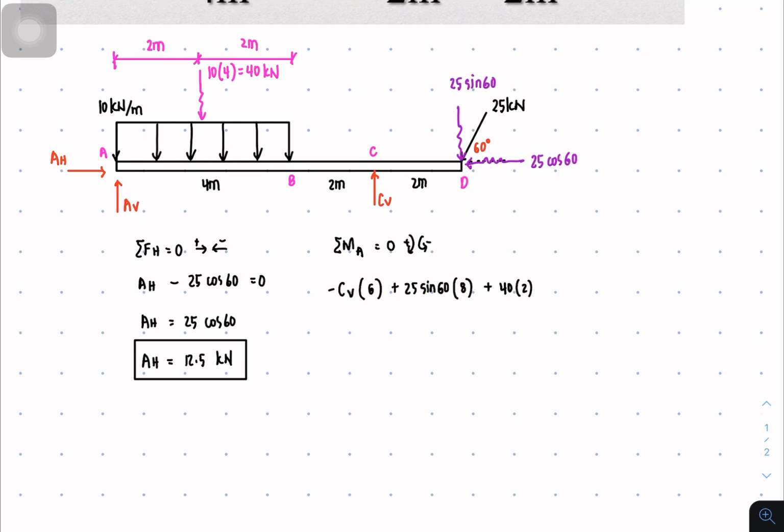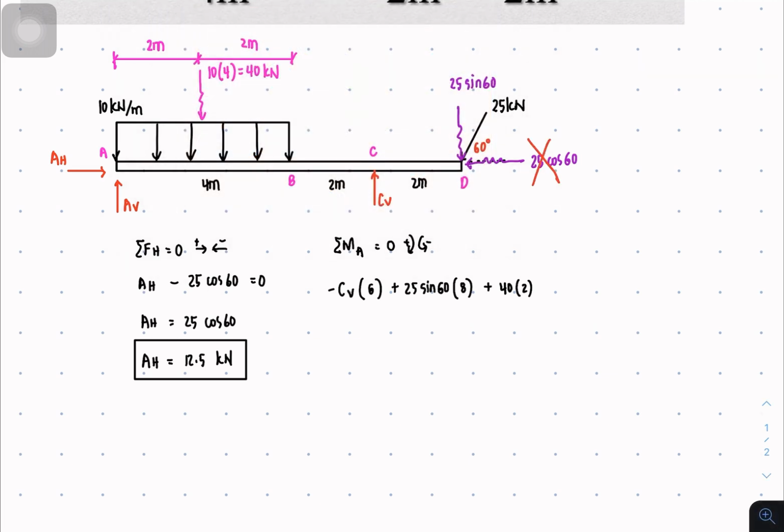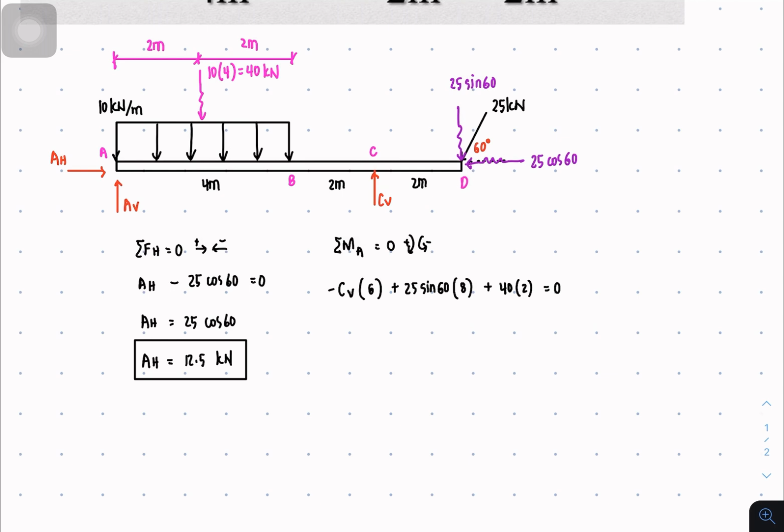And how about the horizontal forces? Horizontal forces of the beam will only pass through point A, so they're not included in the solution. So this is not included, even this one. So let's continue. We now equate this to 0.